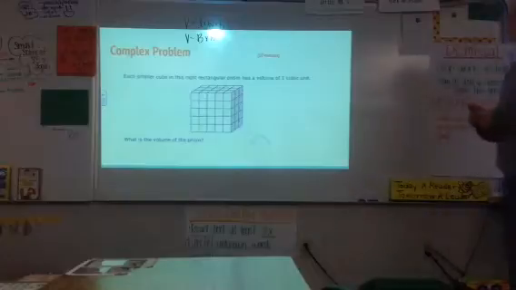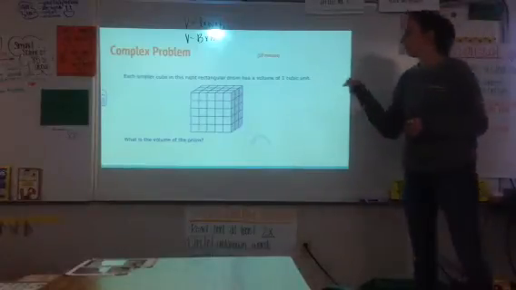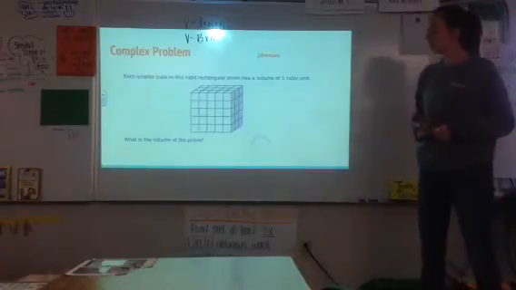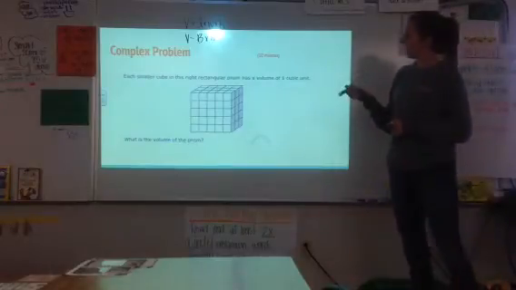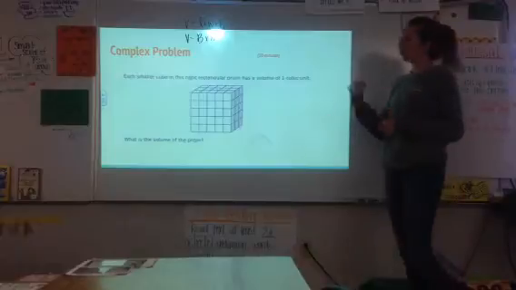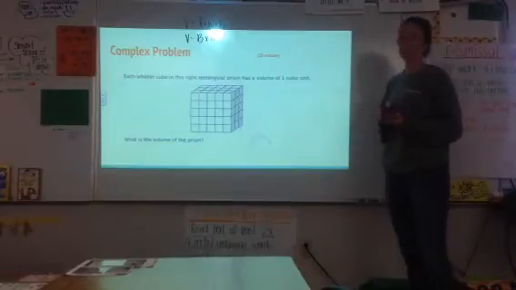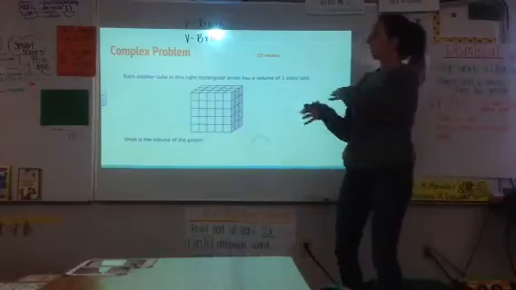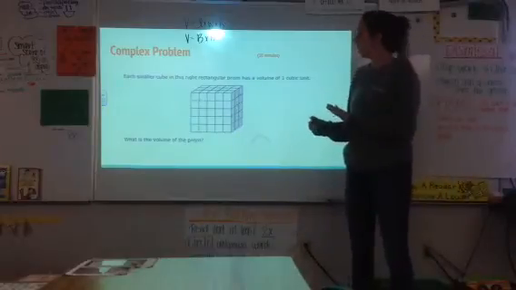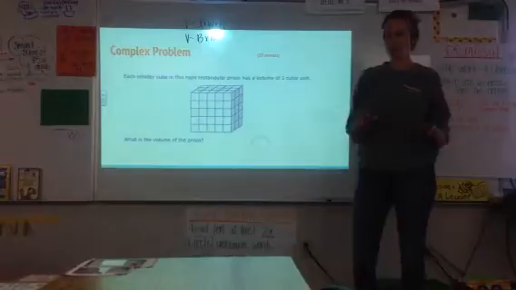Go ahead and pause the video at this time and give the complex problem a shot. Alright, so let's go over what the answer to this complex problem is. So on Friday we learned that volume equals length times width times height. So to find the volume of this shape, instead of counting all the cubes inside of it, I'm just going to find those three things.